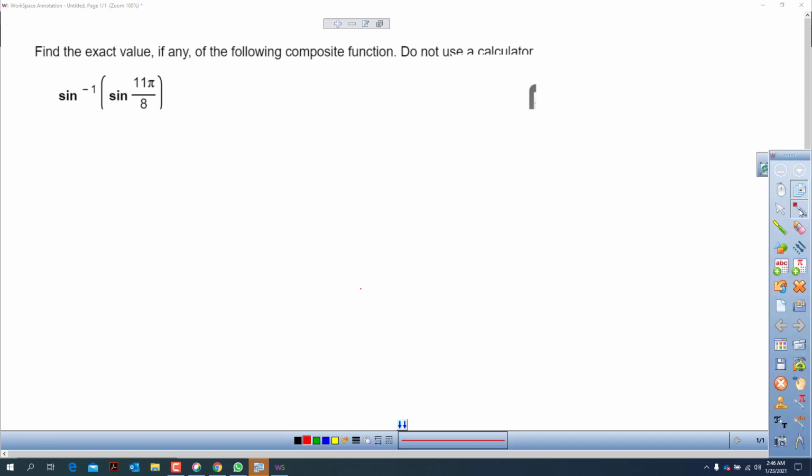Okay, for this problem, you need to know one thing here. You need to know, first of all, that this is possible. You can actually cancel sine inverse and sine only when sine inverse of sine of x is x, only if x is between negative pi over 2 and positive pi over 2. Okay, that's the condition. If you notice, this number 11 pi over 8 is not in this range.